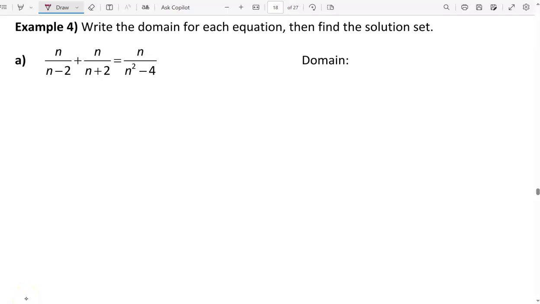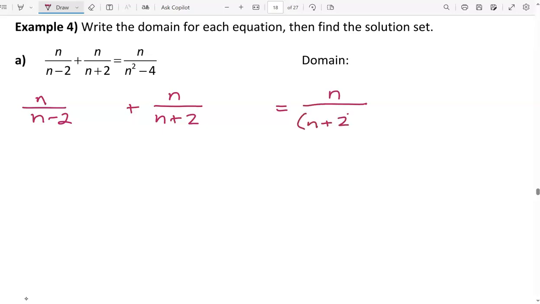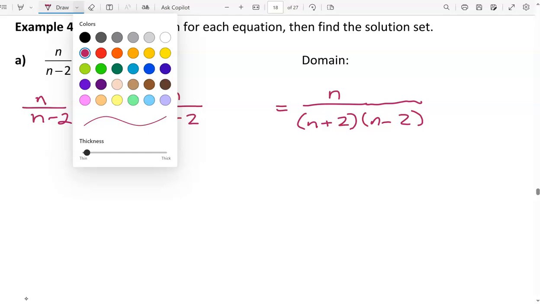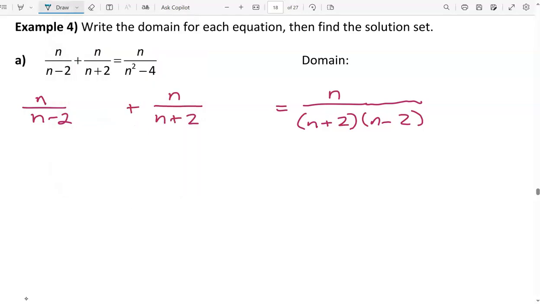In our next example, I'm going to begin by factoring each of the denominators. I'm going to leave a little bit of space so that we can multiply them by the LCD. And n squared minus 4 factors to n plus 2 times n minus 2, the difference of squares. So our least common denominator is n plus 2 times n minus 2. So I'll multiply each of the terms, or each of the fractions here, by n plus 2 times n minus 2 over 1.